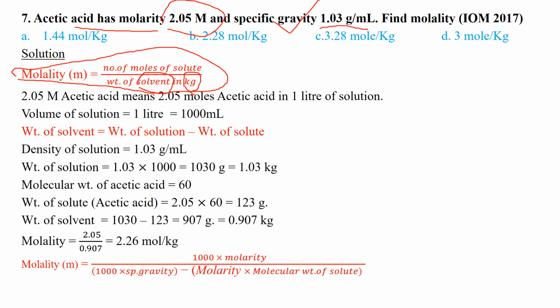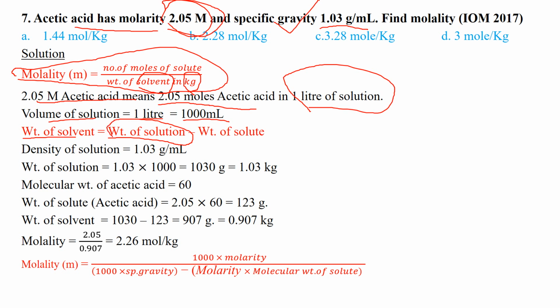Then according to the molarity concept, 2.05 M of acetic acid means 2.05 moles of acetic acid in 1 liter of solution. We have already discussed the concept of molarity. Then the volume of the solution is equal to 1 liter, that is 1000 ml. Then we have to calculate the weight of solvent, which is equal to weight of solution minus weight of solute. The density of the solution was given, that is 1.03 gram per ml. So the weight of solution will be 1.03 into 1000, right? We know that density is equal to mass by volume.